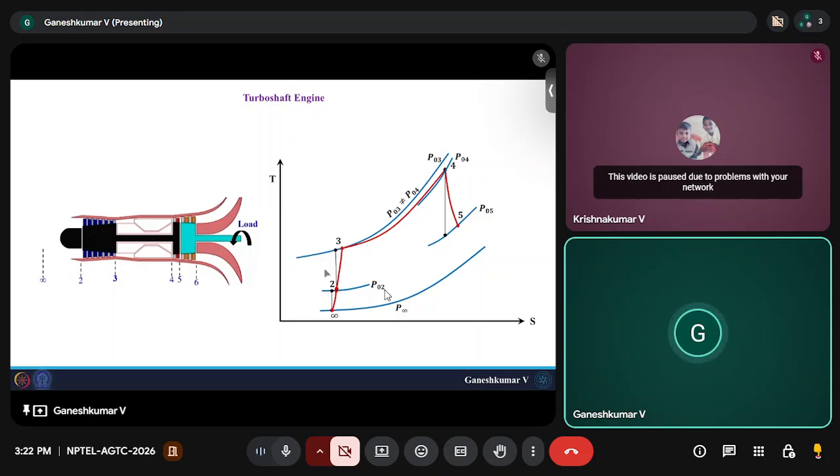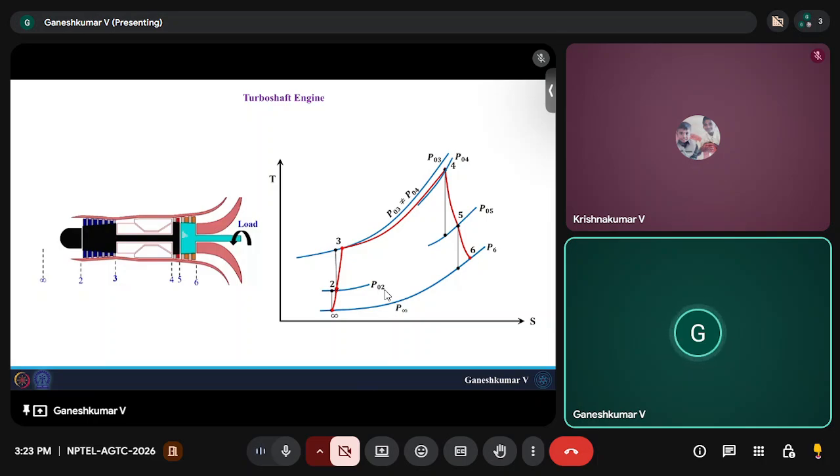Okay. And after this, from 5 to 6 you have the free turbine, whose power you are extracting and giving as a load to the driven machine. So this is the load. This is how a typical TS diagram would look. This is for a single spool turbo shaft engine.